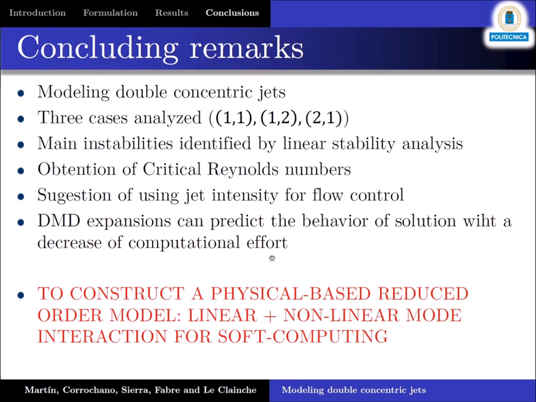So to conclude, we have analyzed 3 different cases of double concentric jets, identifying their steady and unsteady modes by linear stability analysis. The critical Reynolds number has been obtained as well, suggesting strategies for flow control. And finally, using DMD expansions, the solution can be predicted decreasing the computational cost of the simulation, employing a model based on physical modes for soft computing.